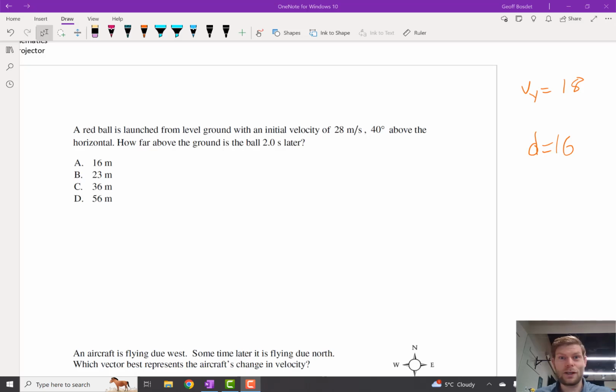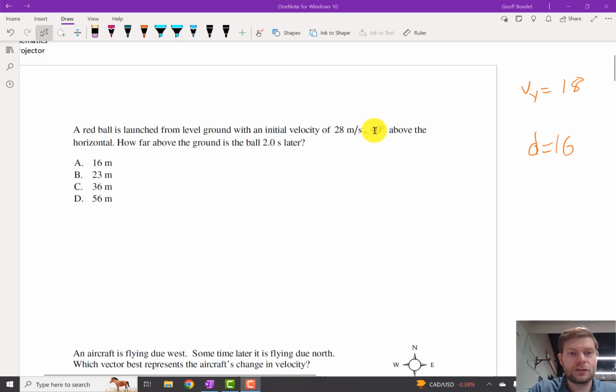Hello, today I want to help you get started with 2D kinematics. Now the first question is probably the most important because it relates to the ideas of the most common question type. This is pretty much the same stuff as you've done before, except you're given an initial velocity at an angle.